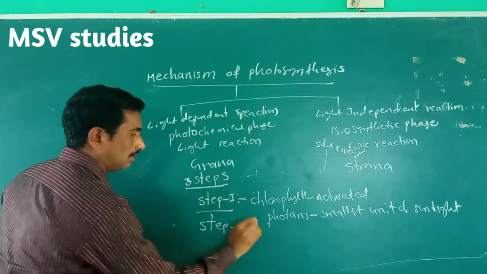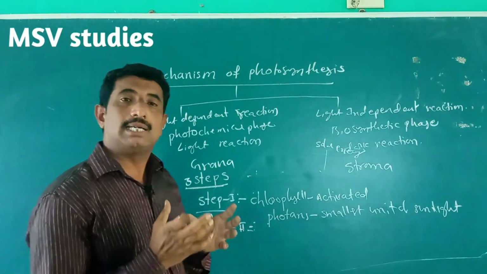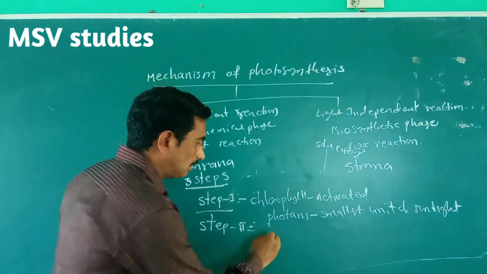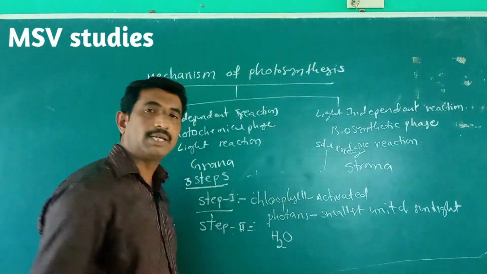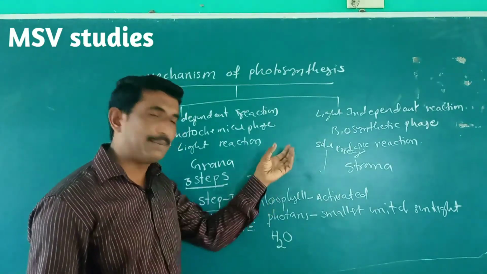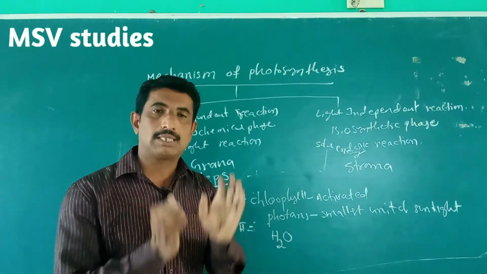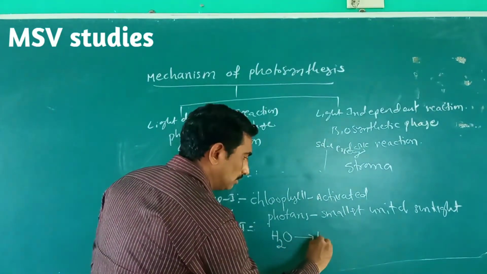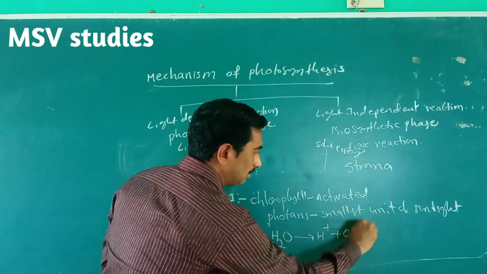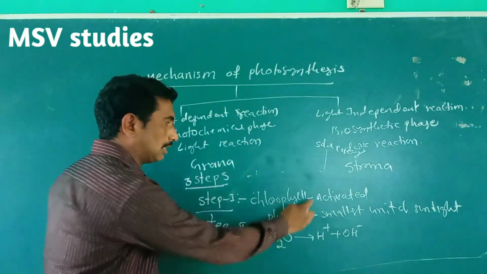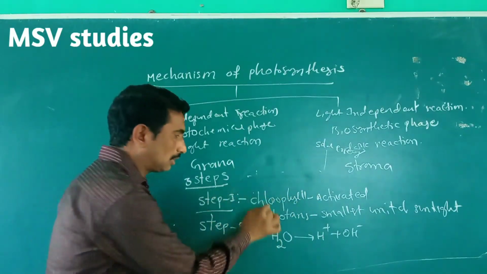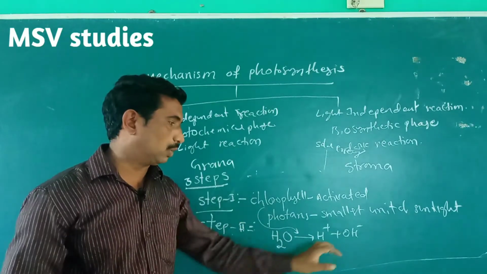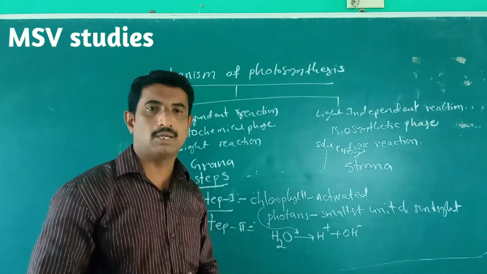Step 2, children. In step 2, the energy absorbed by the chlorophyll is utilized for the breakdown of water molecules. The chlorophyll absorbs some energy from the sunlight, and that energy is utilized to break down the water molecule into H plus and OH minus, hydrogen and hydroxyl ions.